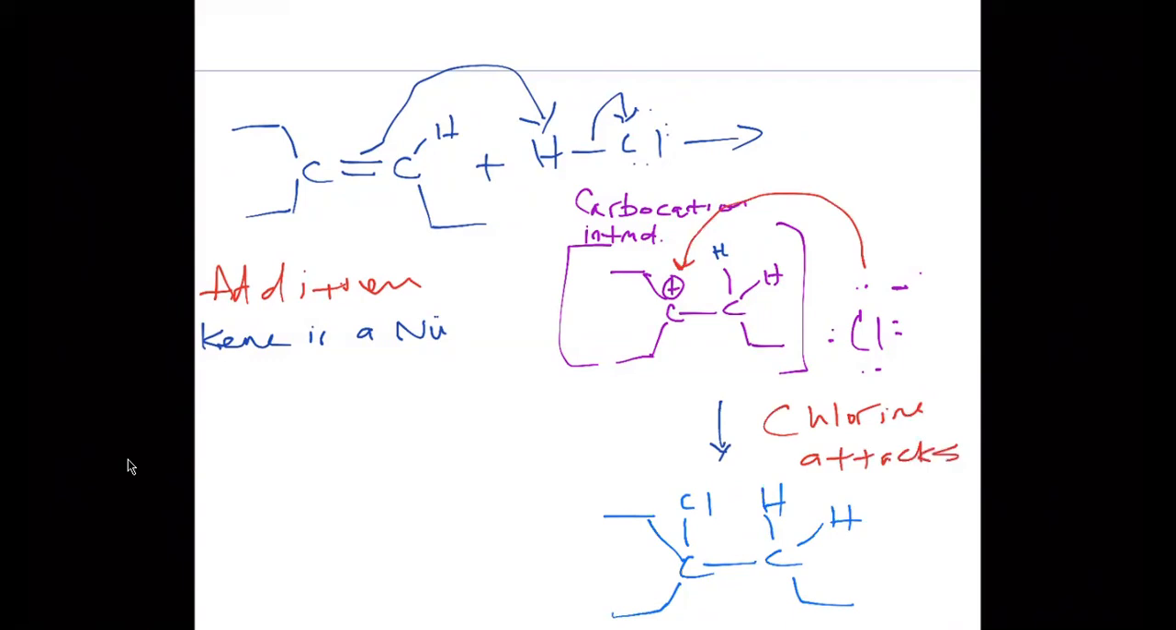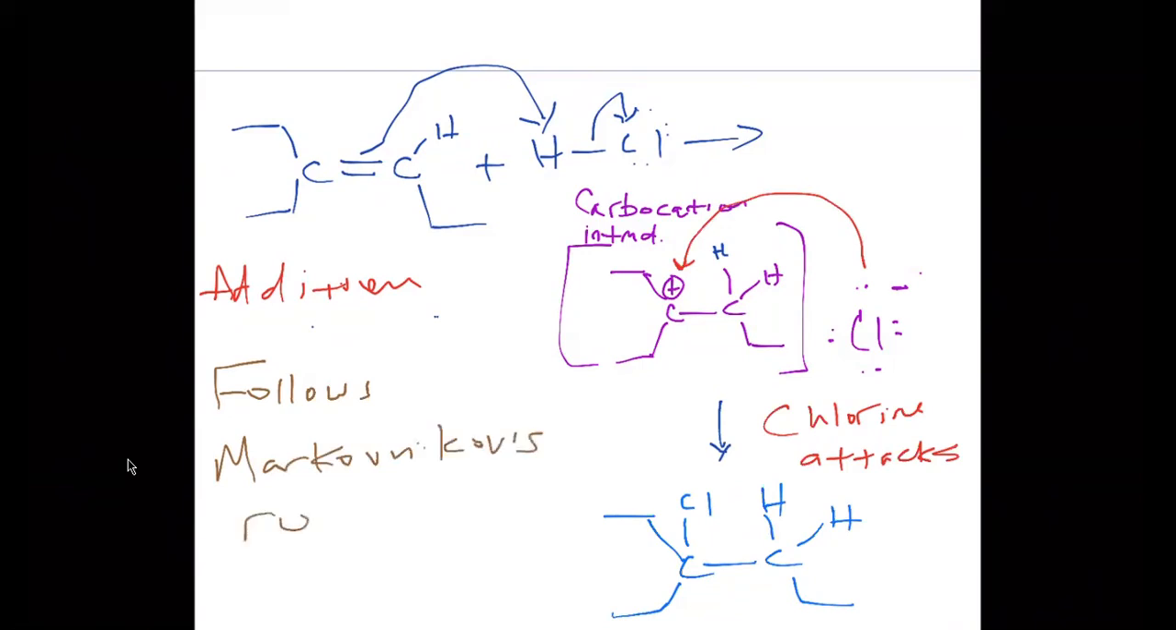Right, so the chlorine is going to attack that carbocation. This reaction follows what we call Markovnikov's Rule. Let me write that down for you. It follows Markovnikov's Rule. All that means, all it says, is that the halogen is going to add to the most substituted carbon. That's it. And we just saw that.